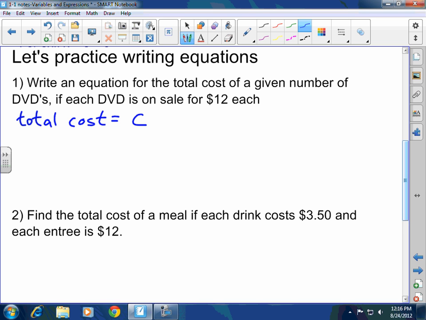Okay, then DVD number, and then I'm going to label DVDs. That's going to be my X. You feel me? Now with those two labels, can anyone help me out and give me an equation for this? Yes, sir. Thank you. The total cost C equals $12 per DVD X. Done. Very simple if you label, in my opinion. Very difficult if you don't label, in my opinion.